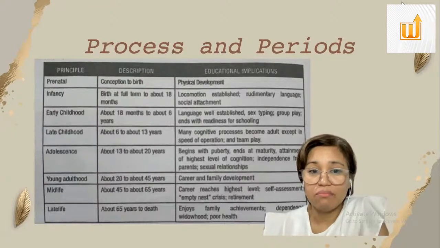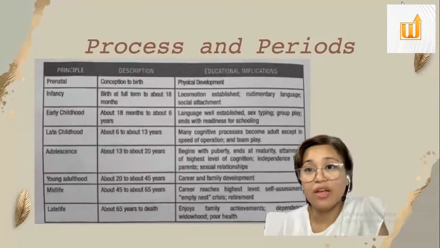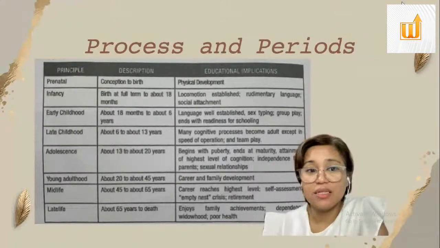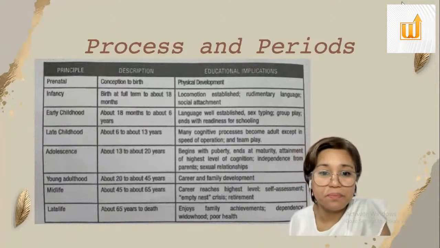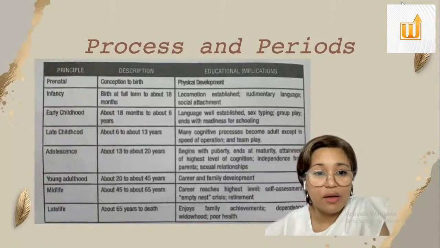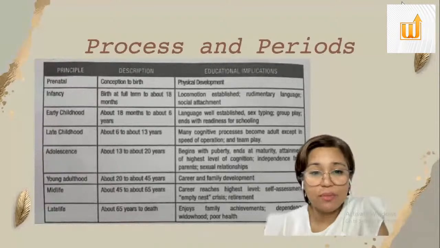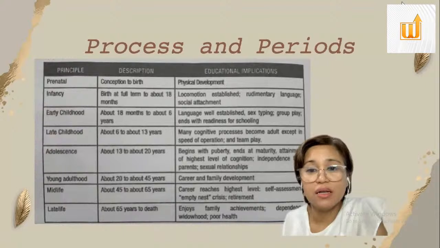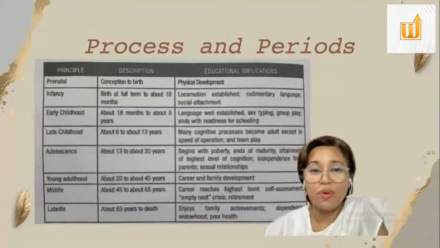So dapat by 5 years of age, the child is excited to go to school, no, and ready to go to school. What are the different readiness factors that we need to see to say that the child is actually ready for school? Then we have the late childhood, about 6 years old to 13 years old. There are many cognitive processes that involve in this stage, and so they are preparing to become adult. So we look at them as growing individuals.